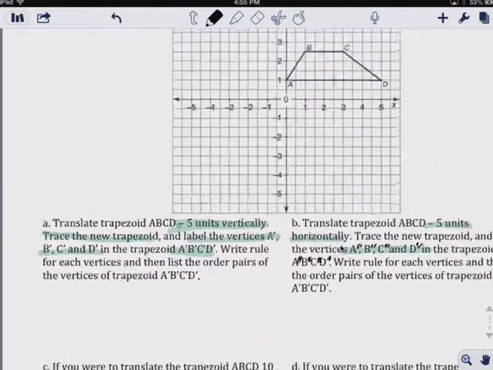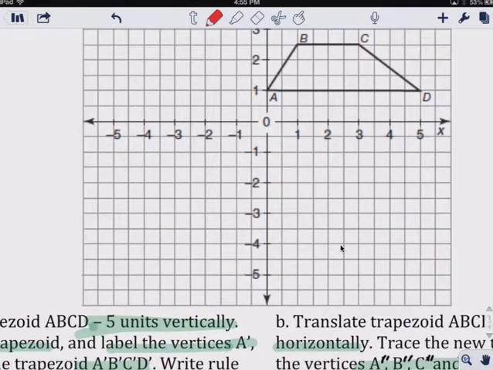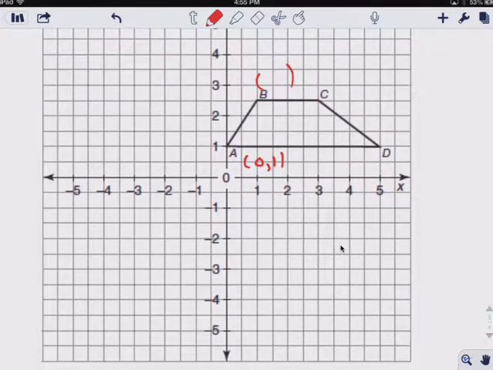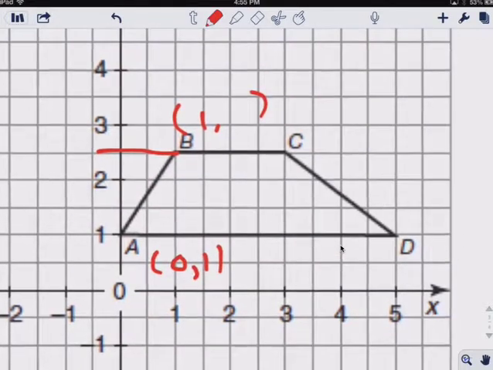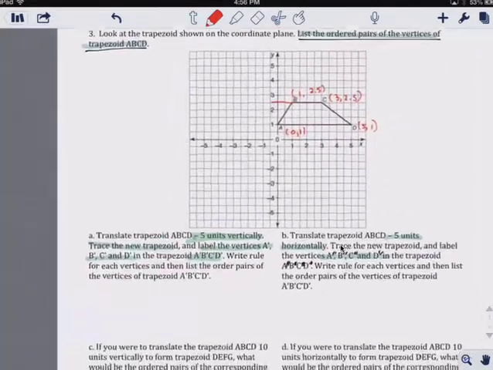So this trapezoid, the original ordered pair for A is 0, 1. I'm going to do it on the graph first just to make sure I'm right. B is 1, and right here is 2.5, so 1 and 2.5. And C is 3 and 2.5. I'm going to erase that other line. And D is 5 and 1.